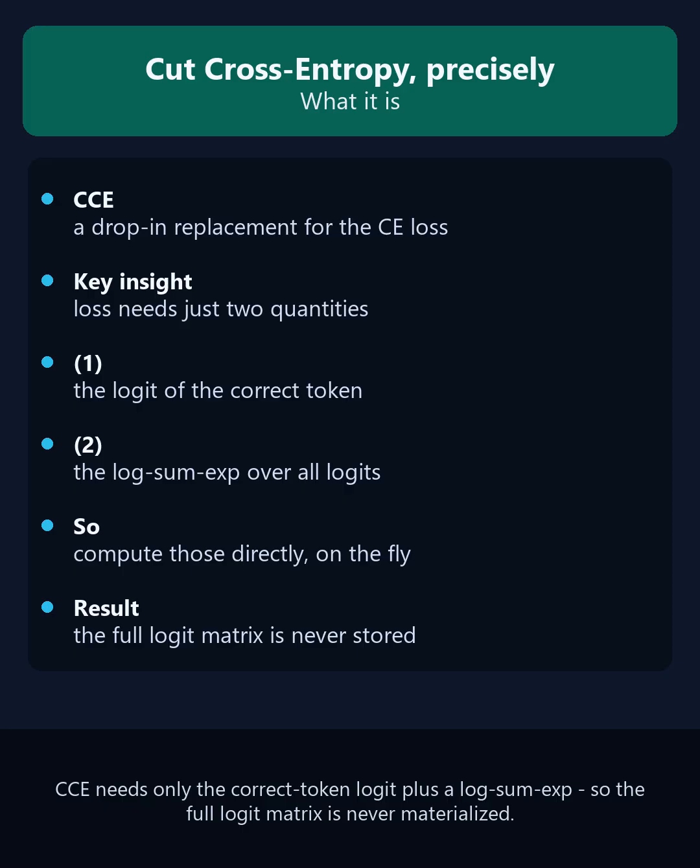Cut cross-entropy is a drop-in replacement for the standard cross-entropy loss. The key insight is this: the loss for each token depends on just two things: the logit of the correct token, and the log-sum-exp over all the logits. You do not actually need to keep the full logit matrix around. CCE computes only the correct token score directly, and evaluates the log-sum-exp on the fly, so that enormous logit matrix is never written to memory at all.